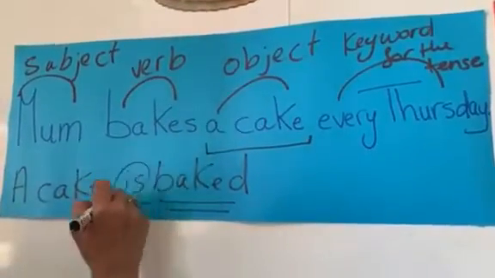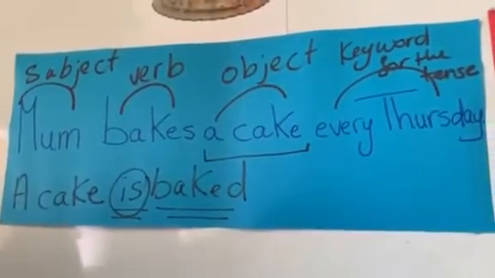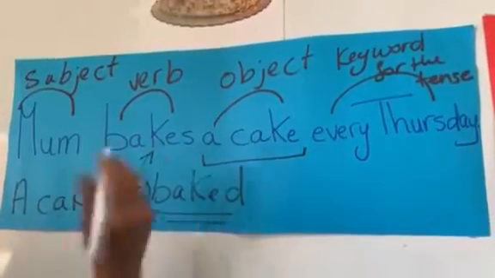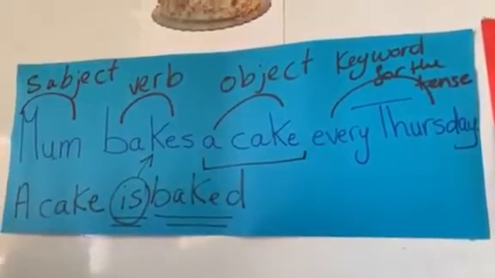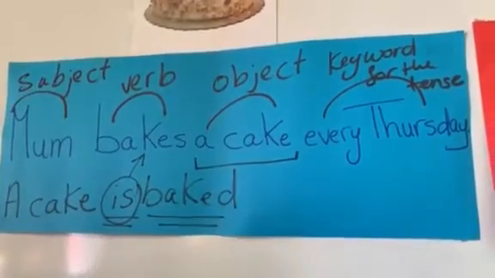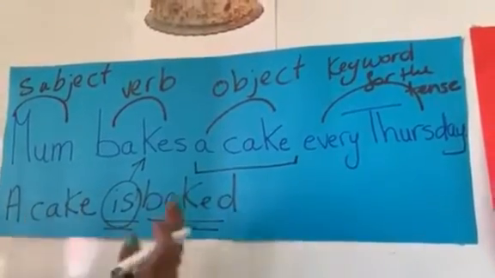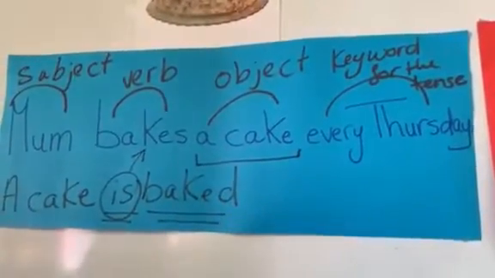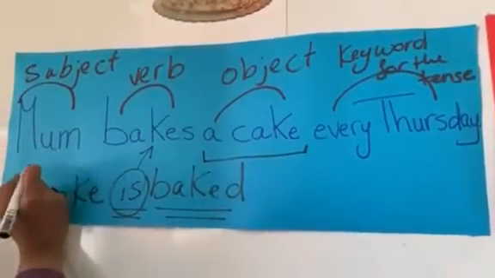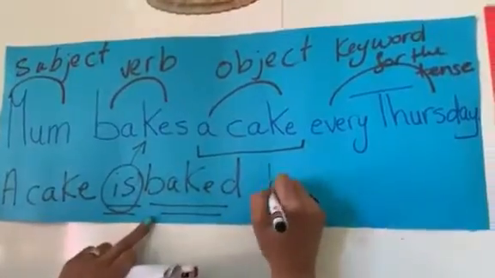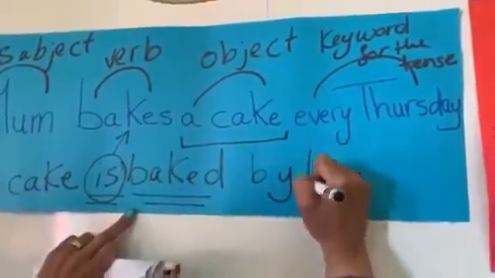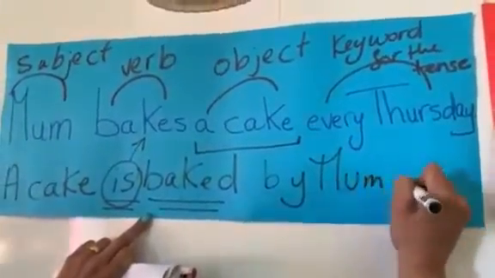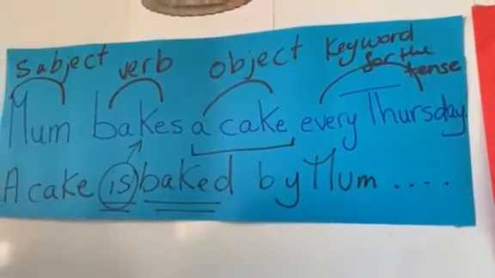In which tense did I use verb to be? I used it in the same tense of the sentence. And then I used the past participle. Okay? A cake is baked. Who did it? Mom. And then I'm going to add the subject. How am I going to add the subject? I'm going to use the word by. Okay? By mom every Thursday.